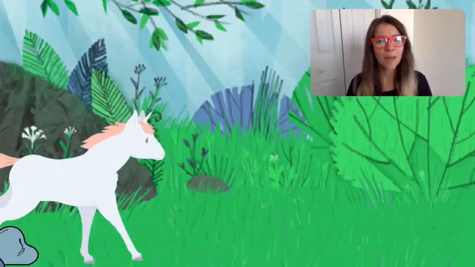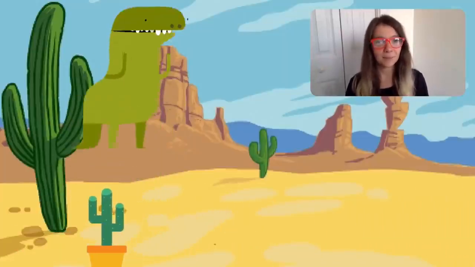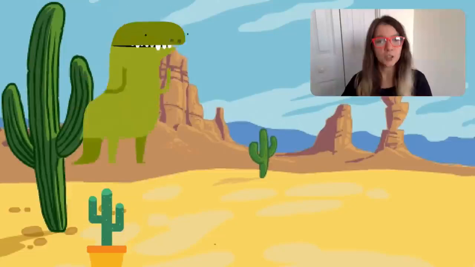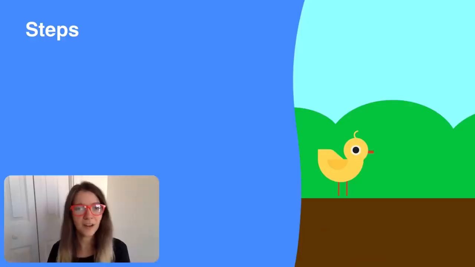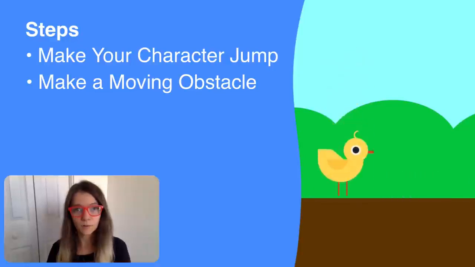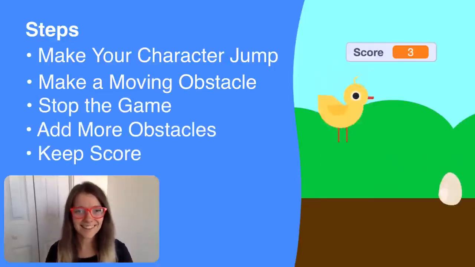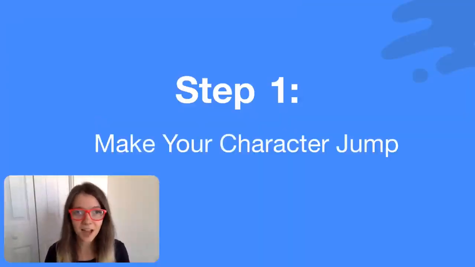Today I wanted to show you how to make a jumping game in Scratch. By the end of this tutorial, you'll be able to make a game like this one, where you can have a character jumping over moving obstacles. We'll do this in 5 steps. Make your character jump, make a moving obstacle, stop the game, add more obstacles, and keep score. Let's get started. So first, let's pick a character and make it jump.